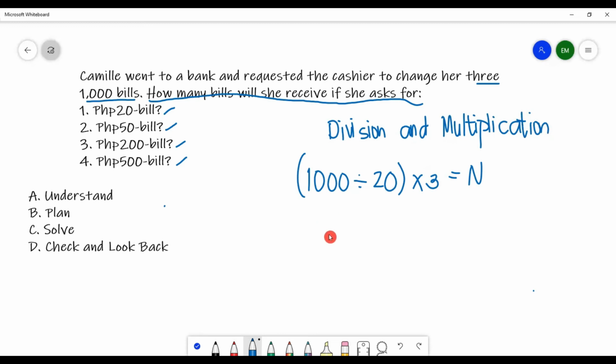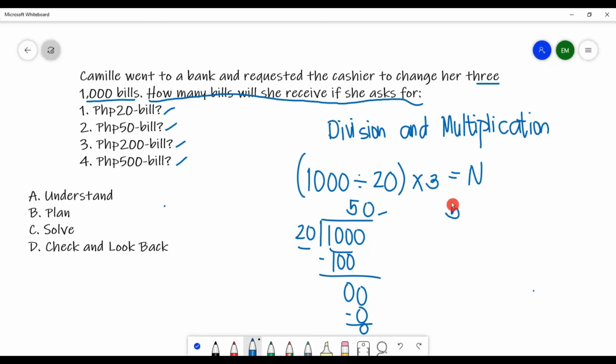Let's try to divide 1,000 by 20. So 100 divided by 20, we have 5. 5 times 20, we have 100. 100 minus 100 is equal to 0. Bring down 0. 0 divided by 20 is equal to 0. 0 times 20 is equal to 0. Therefore, we have 50. Now, we are going to multiply it by 3. 50 times 3. 3 times 0 is equal to 0. 3 times 5 is equal to 15. Therefore, there are 150 20 peso bills.